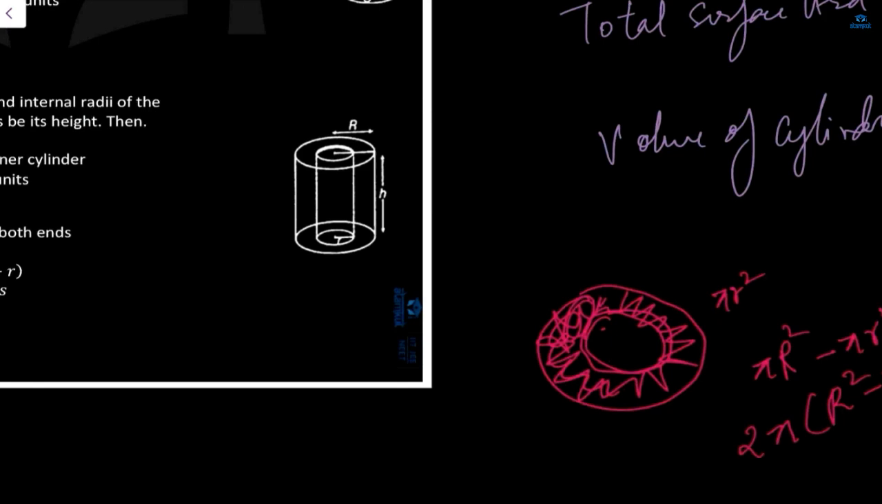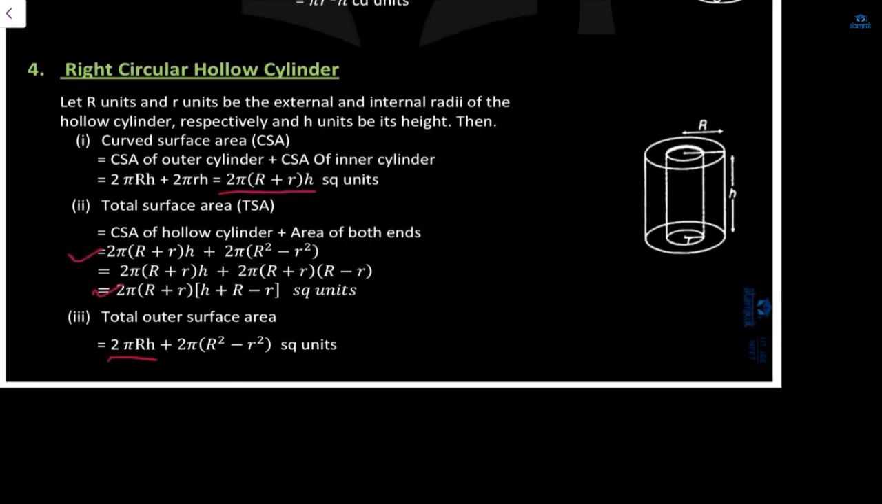This circular portion will not be included, the area will be calculated accordingly. Okay? If it is asked for only the outer surface, like when you are painting, then for painting you need only the outer surface area. That's why. Understood?